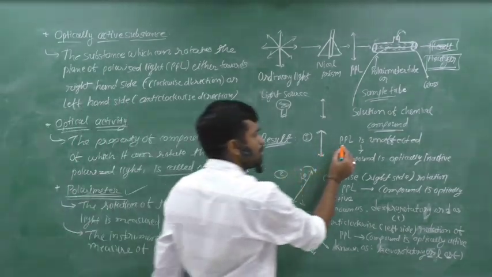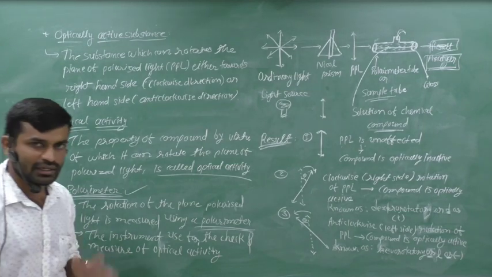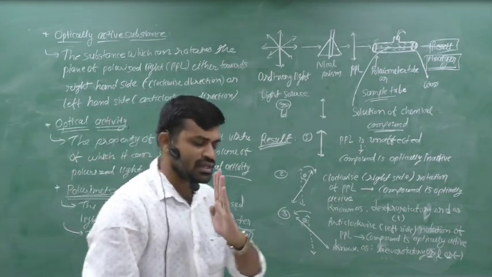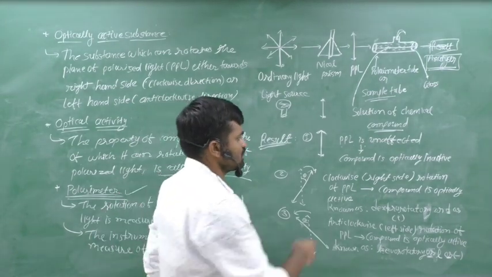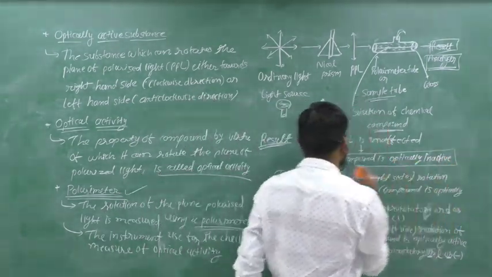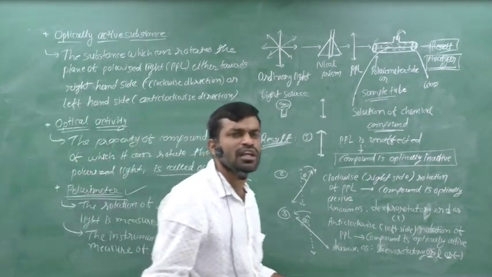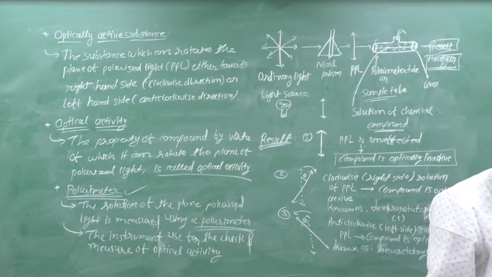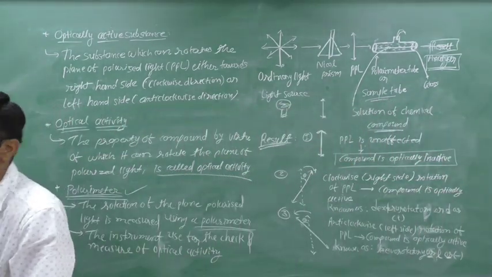It means that PPL is unaffected. If PPL is unaffected, it means that there is no rotation towards the left or right side. Therefore we can say that the compound is optically inactive. The compound does not change the plane of polarized light. Therefore this type of compound is known as an optically inactive compound.